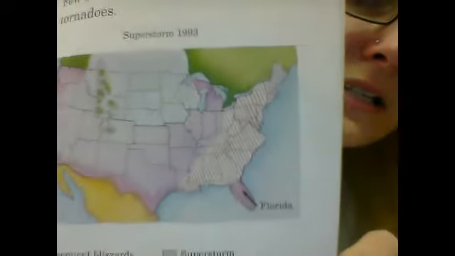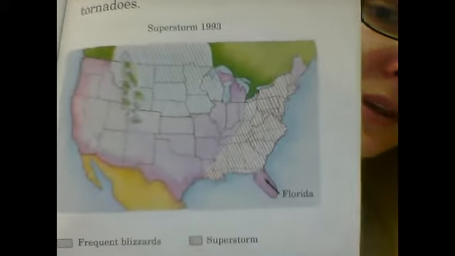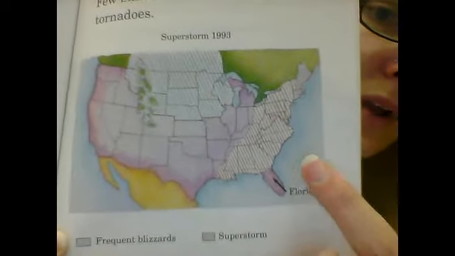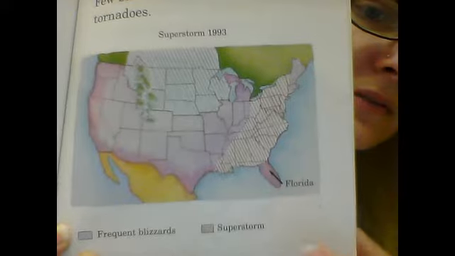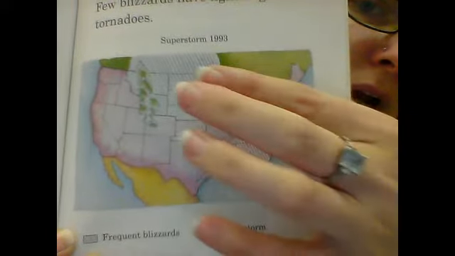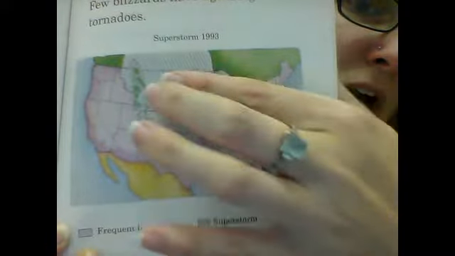Superstorm, 1993. Here's Florida. All the parts that are shaded is where the superstorm went, and here's where blizzards frequently are.